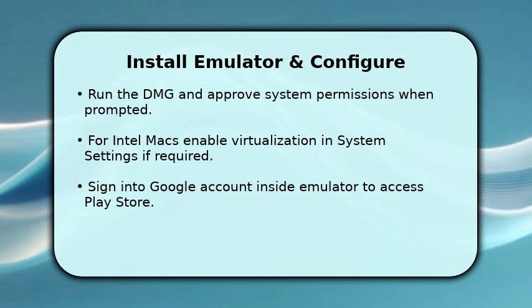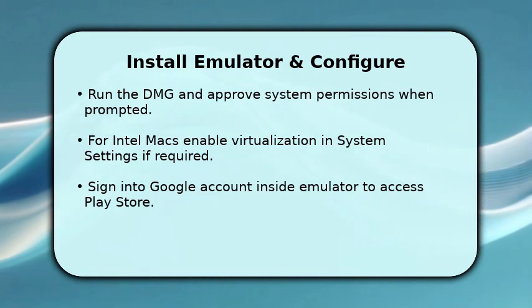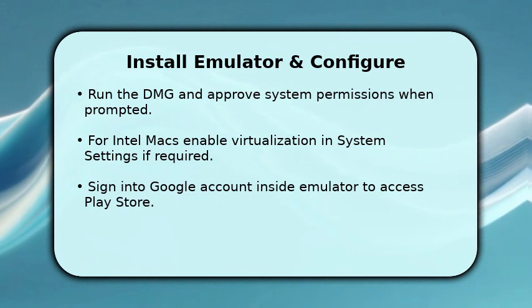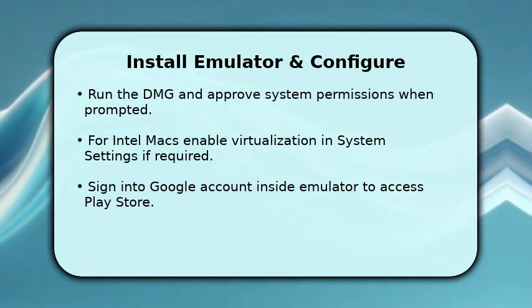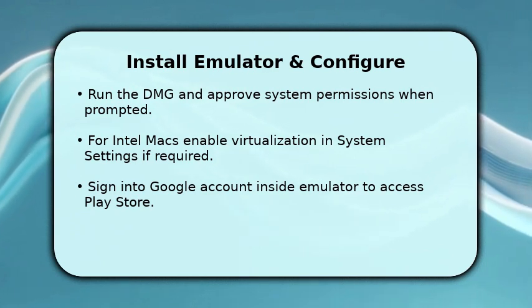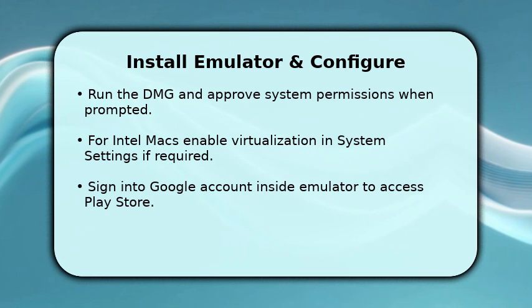You now install the emulator. Open the DMG, drag the app to Applications, and grant any system extension or security permissions when macOS prompts you. For Intel Macs, make sure virtualization is enabled. On Apple Silicon, use the ARM build of the emulator.